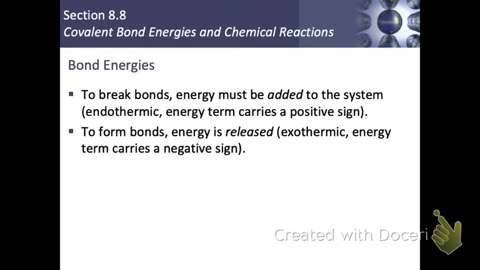So this should be a pretty common sense statement. In order to break bonds, energy has to be added to the system. Do we understand why that's the case? If I'm going to break bonds, I need the molecules to start moving, faster and faster, so much that those bonds break. That's the basic definition of what has to happen there. And the opposite should also be true. To form bonds, energy is released. That's not something that we usually think about, but it is true.